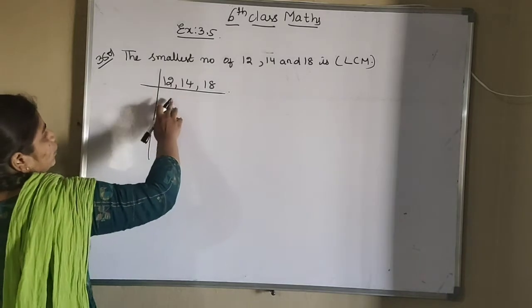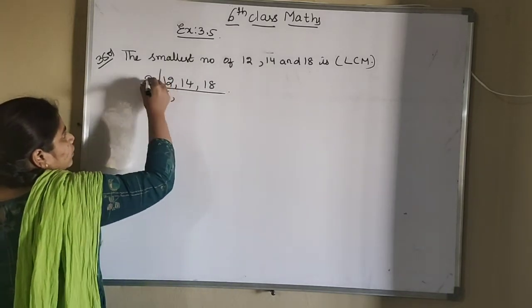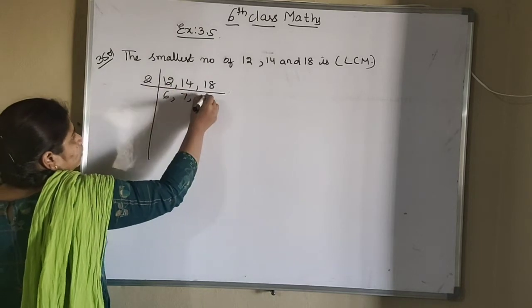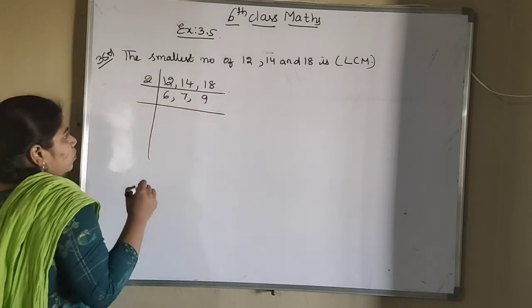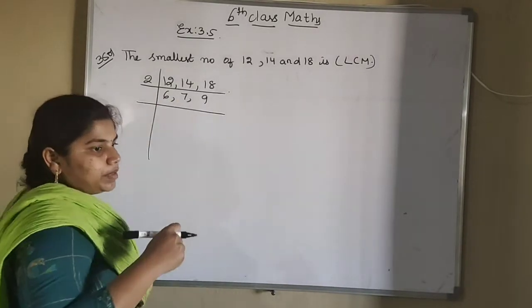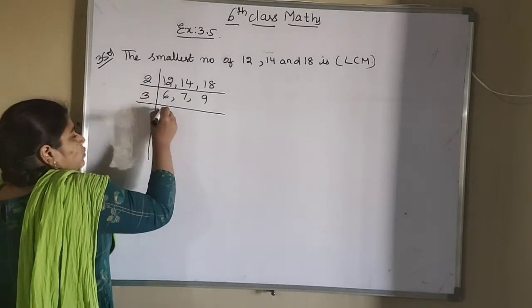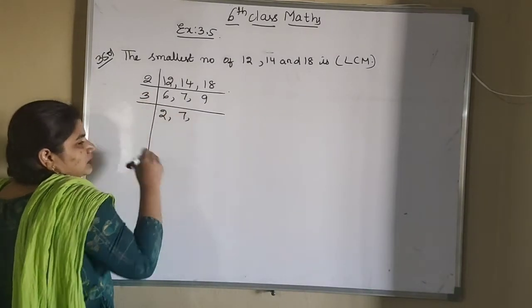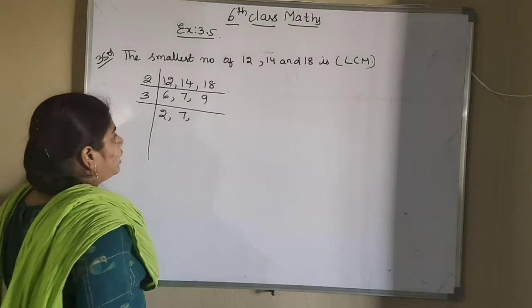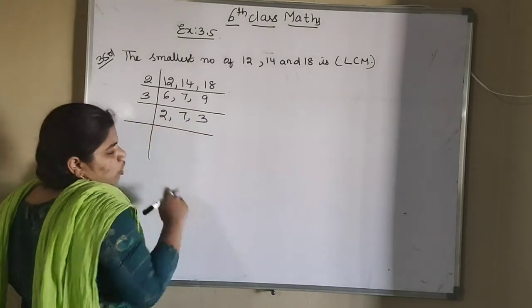So it will go in which table? It will go in 2 table. So 2 6s are 12, 2 7s are 14, 2 9s are 18. Now take the common divisor. 6 and 9 will go in 3 table. So cancel with 3, do with 3 table now. 3 2s are 6, 7 as it is, because 7 will not go in 3 table. 3 3s are 9. So in this we don't have any common divisors.